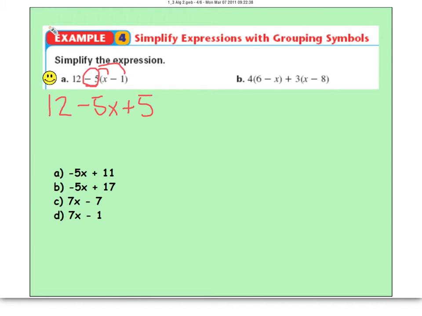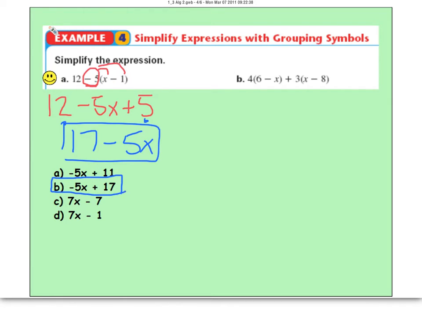For adding like terms, I have two numbers that can be added together. 12 plus 5 is 17. And then it's minus 5x. So that would be an appropriate answer, as would this option if they just reverse the order.